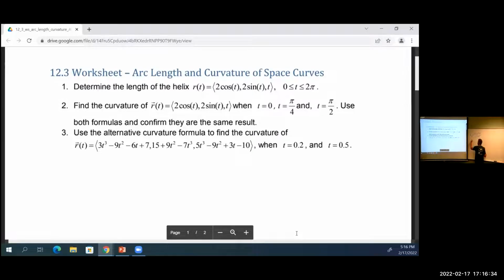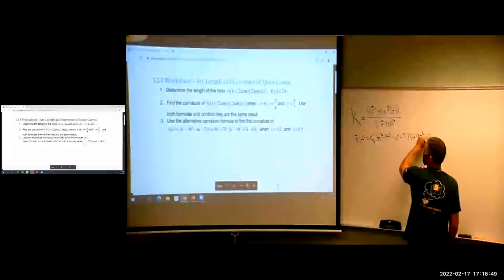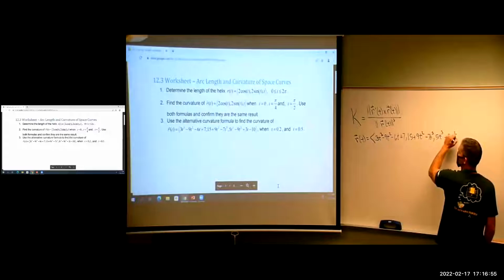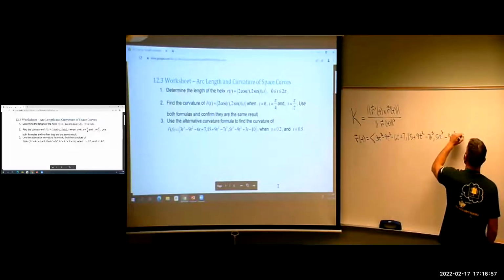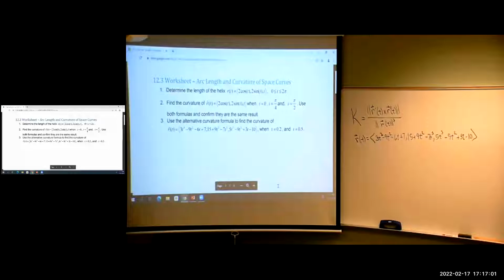So we have r of t, and it's got these 3 polynomials. What do we got? 3t cubed minus 9t squared minus 6t plus 7, 7t cubed, and 5t cubed minus 9t squared plus 3t minus 7. I almost lost all my board space on that one.